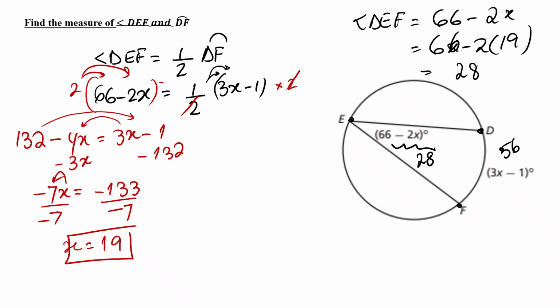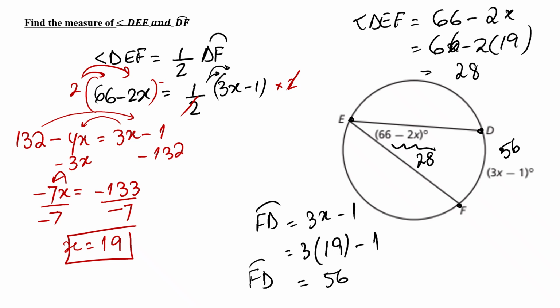So we know that arc FD is equal to 3x minus 1. Replace x by 19 and put it in the calculator. 3 times 19 minus 1 gives us, yes, 56. So all our working is appropriate and correct.